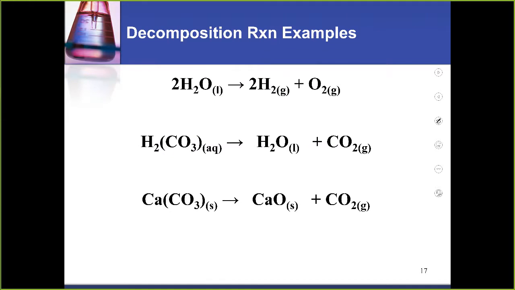Here are some examples. First one is water splitting apart into H2 and O2. Second one is carbonic acid. This one is actually kind of cool, even though it contains acid, because you have experienced this one before. Do you guys remember your photosynthesis lab from bio last year? You had a blue solution, you blew into a straw, you turned the solution yellow. Do you remember that? Some of you should remember at least, right?